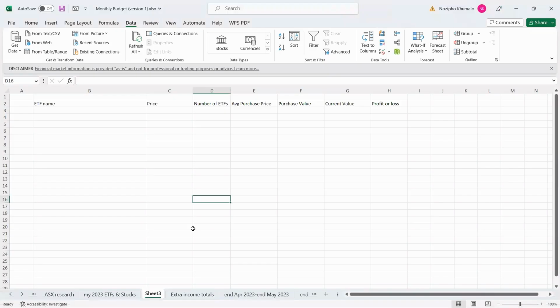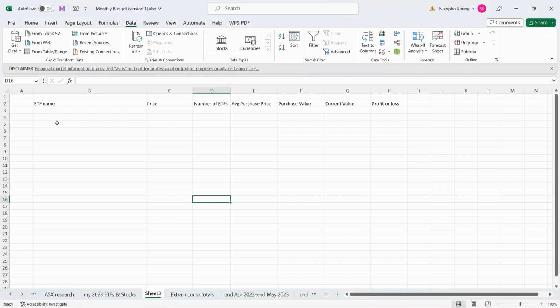Okay guys, here's my Excel spreadsheet, and what I've done is I've actually created a structure of how I want my table to look. So column 1 will be the name of the ETF or the name of your stock if you've got stocks. Then the price of that ETF or stock, the number of ETFs or stocks that I own, the average purchase price that I bought them at, the purchase value, which is the total amount that I paid, the current value, which is the market value, and then of course, the profit or loss that I've made on that ETF or stock.